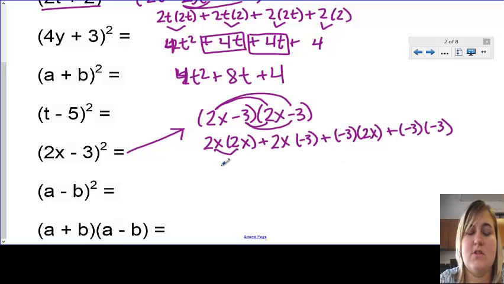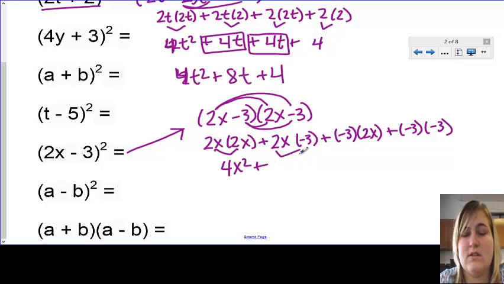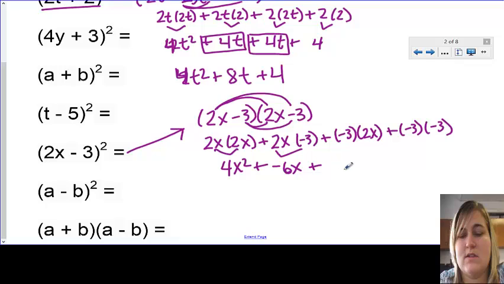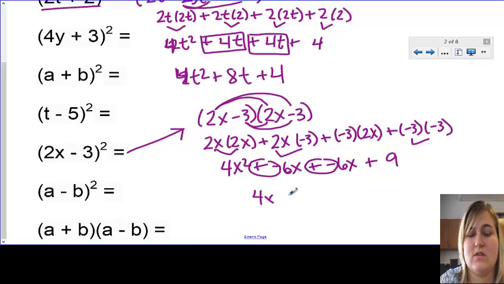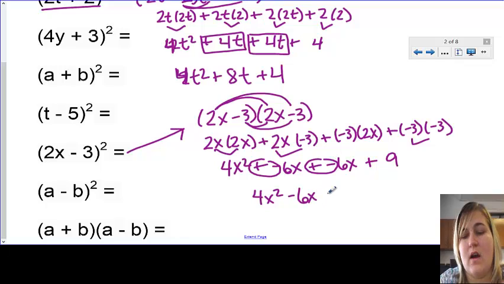So 2x times 2x gives me 4x squared, plus 2x times negative 3 is negative 6x, plus negative 3 times 2x, negative 6x, plus negative 3 times negative 3 gives me a positive 9. So I'm going to get rid of these double signs. You don't ever want to show those. So I have 4x squared. Opposite signs gives me a negative. Opposite signs gives me a negative.